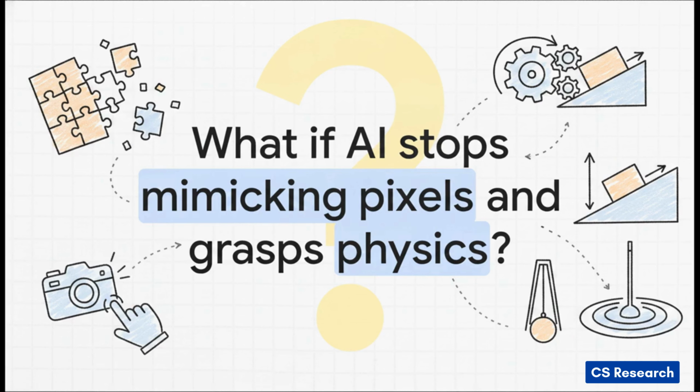So I want to leave you with this one final thought. What becomes possible when AI finally stops mimicking pixels and truly starts understanding the fundamental laws of our physical reality?